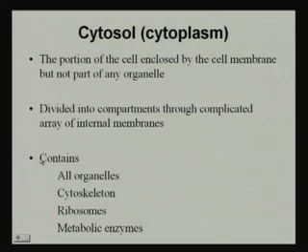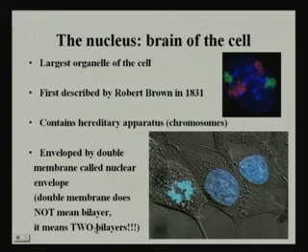Now, let me come to the cytoplasm. As I have already told, the portion of the cell enclosed by the cell membrane, but not any organelles of the cell, is the cytoplasmic fluid or the cytosol. It can be divided into compartments through a complicated array of internal membranes. In this cytoplasm, different organelles are present: cytoskeleton, ribosome, metabolic enzymes etc. are present in this cytoplasmic fluid.